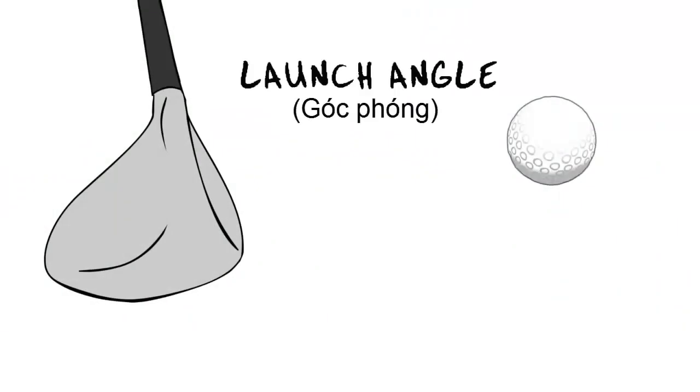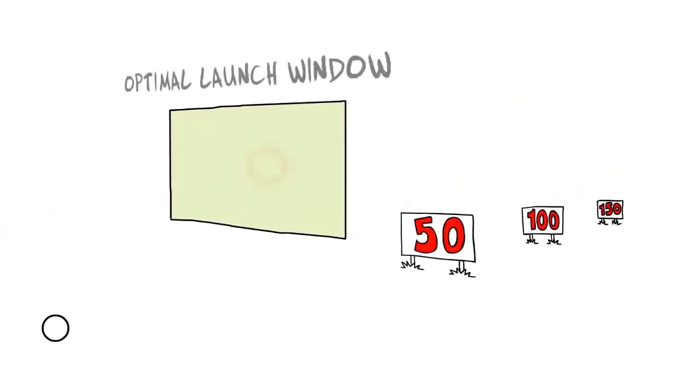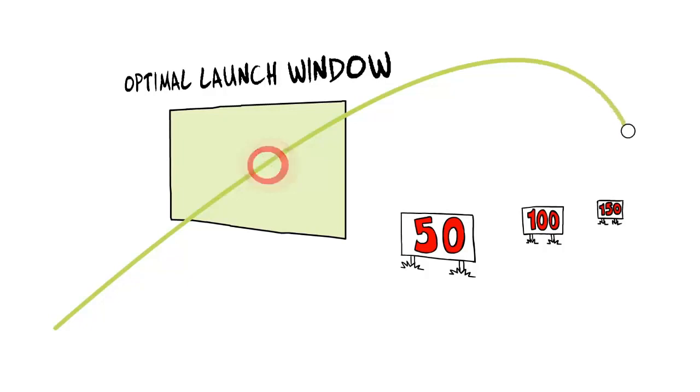The launch angle measures the vertical angle of the golf ball in relation to the ground as it leaves your club face. It has the greatest impact on how high the ball flies. With higher launch angles, you see higher shots. Ideally, your shot will have an optimal launch angle, which means they are not too high or too low.